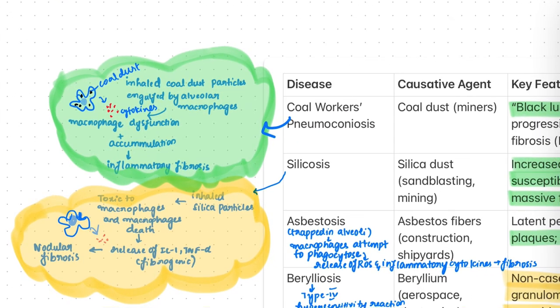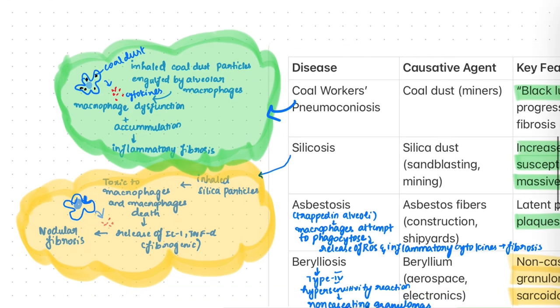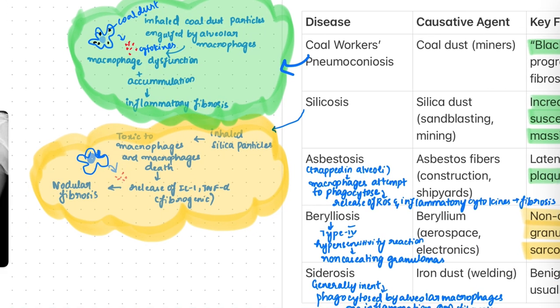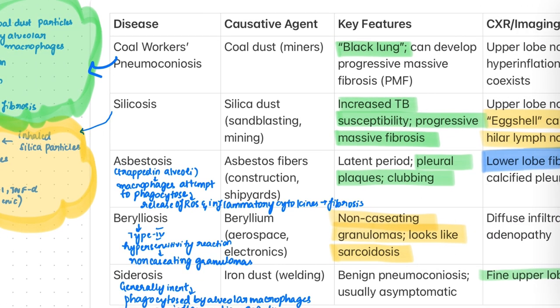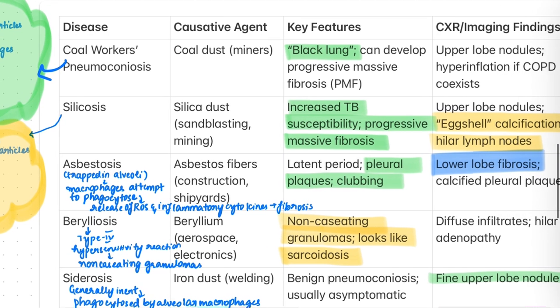The second type of pneumoconiosis is silicosis. As the name suggests, the causative agent is silica dust. This is seen in sandblasting and mining workers. Whenever there is exposure to silica dust, it will be inhaled. The inhaled silica particles are toxic to the macrophages and cause macrophage death. So there will be release of interleukin-1 and TNF alpha. These are fibrogenic, so they promote fibrosis and cause nodular fibrosis. There is also increased susceptibility to tuberculosis, and there will be progressive massive fibrosis.